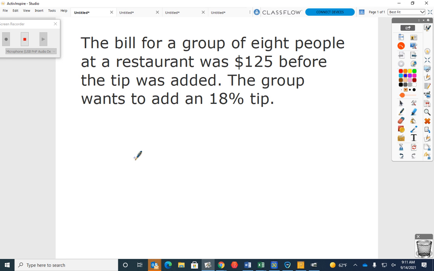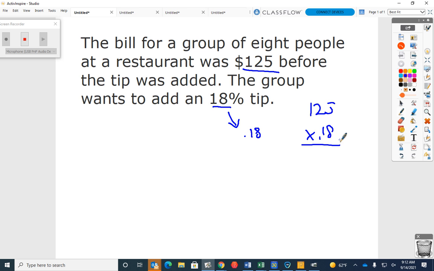Okay, so can somebody help me? Braden, what's the first thing I should do? Change this to a decimal. 0.18. Good. And I'm going to multiply it times what? So 125 times 0.18. And when you did that, tell me what you got.